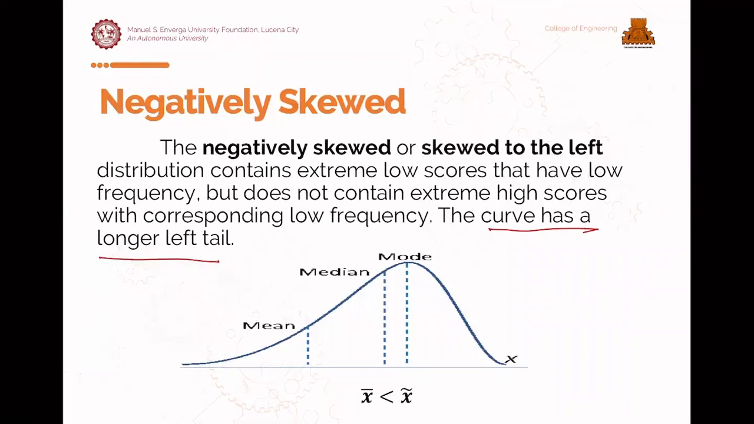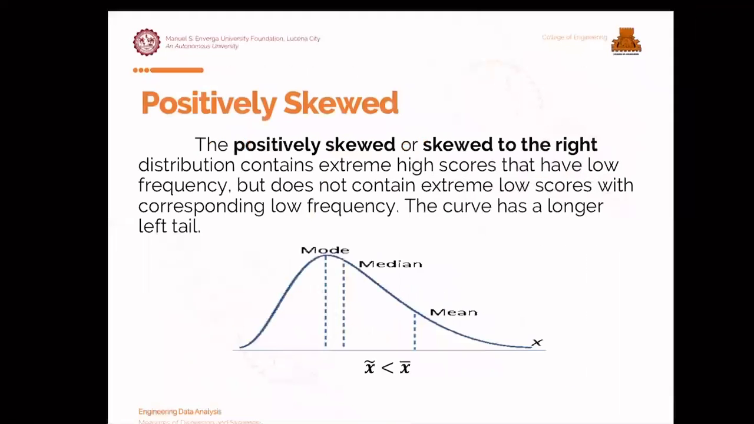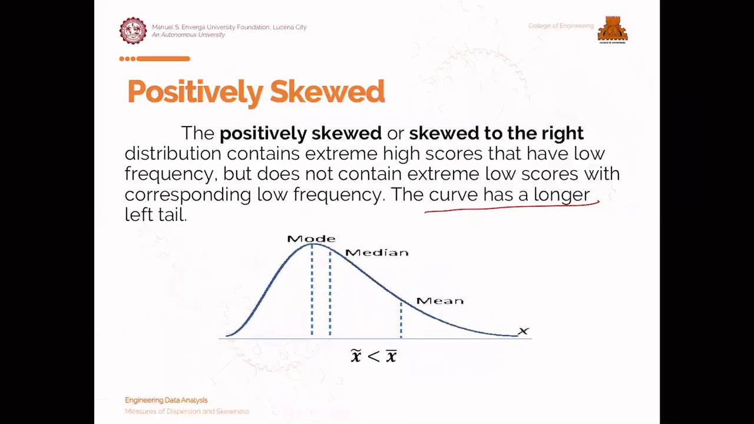The curve has a longer left tail. So, makikita nyo yung mean natin is less than dun sa median and mode natin, no? Then, yung positively skewed is the curve has longer right tail. Okay? So, ayan. Yung mean, median, mode natin, yun pala, mas greater yung value ng mean dun sa mode and median. So, mali yung drawing ko kanina, no? Okay? So, ganito yung itsura niya.